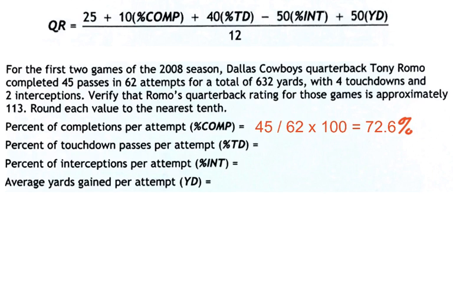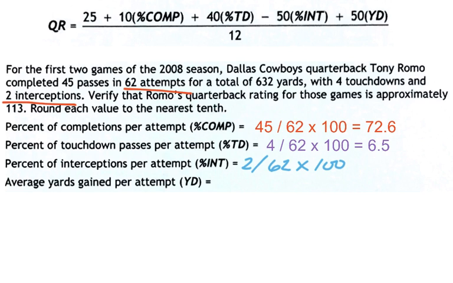The next thing we have is the amount of touchdowns per attempt. So 4 touchdowns in 62 attempts, that's 4 divided by 62, and then again it's a percentage, so times 100. That gives us 6.5%. And then percent of interceptions, we had 2 interceptions in 62 attempts. So that's going to be 2 divided by 62 times 100, which equals 3.2%.